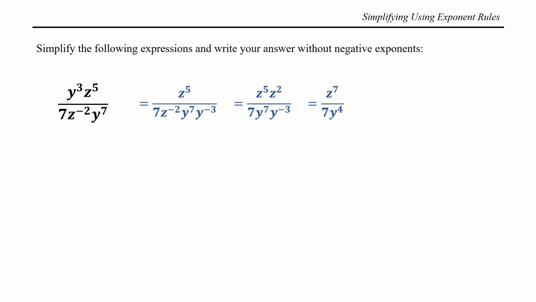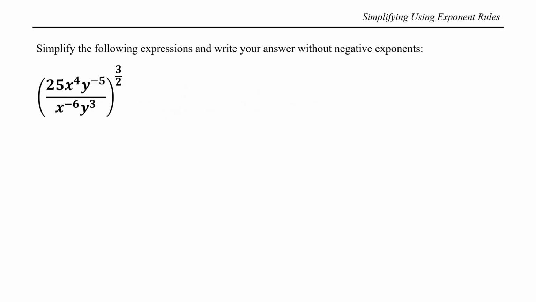Let's go through one more example that will be a little harder. So in this one, we have 25 times x to the 4th times y to the negative 5th over x to the power of negative 6 times y cubed. And that whole expression is to the power of 3 over 2. So how we're going to do this is we're first going to solve for our x's and our y's on the inside. We want them to either be on the denominator or the numerator together.